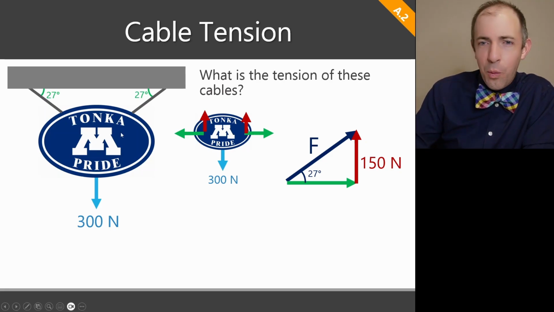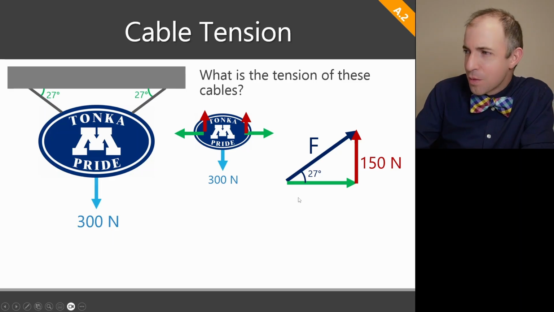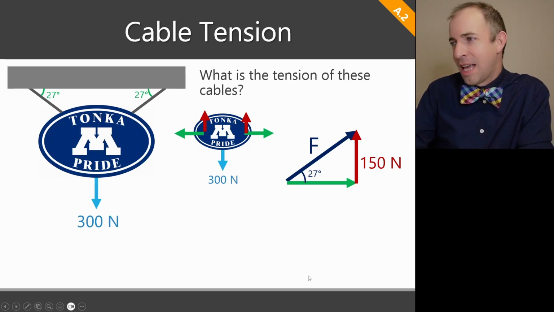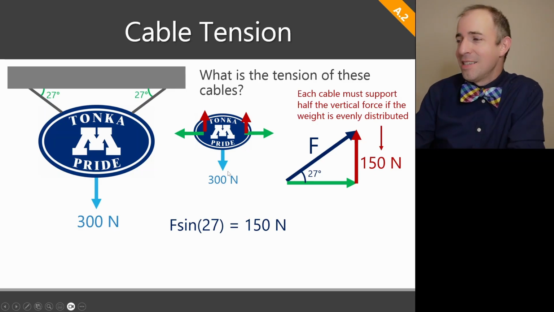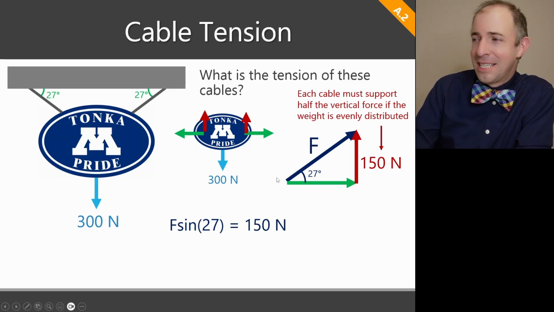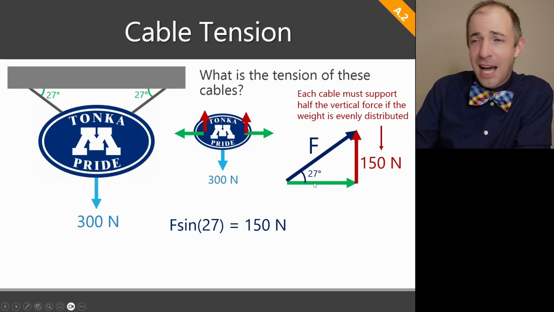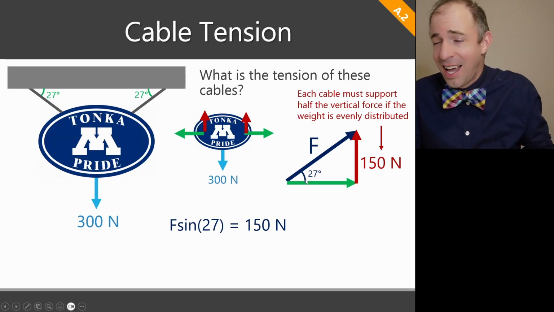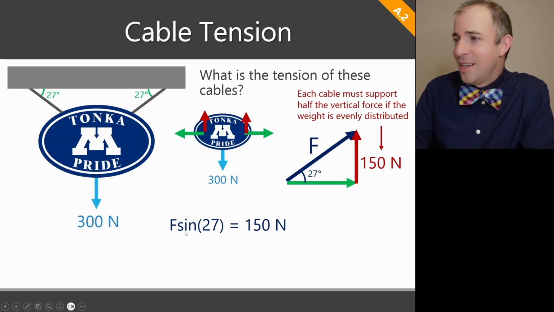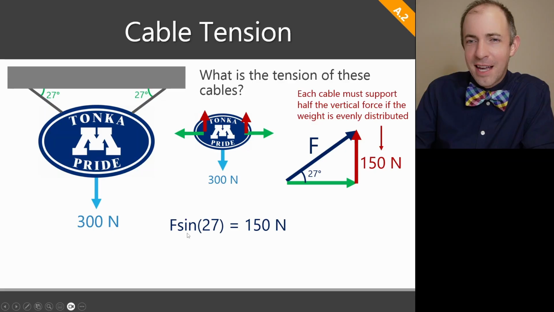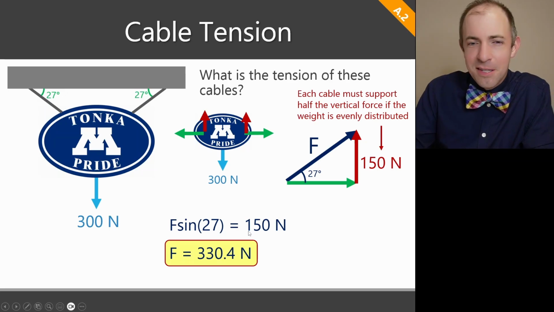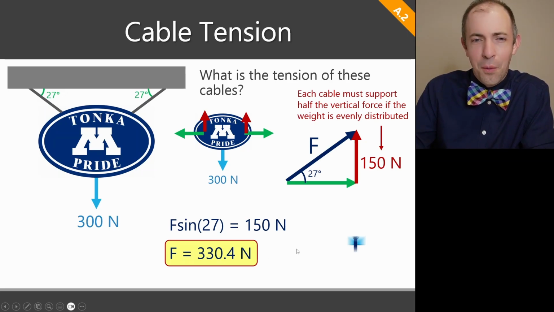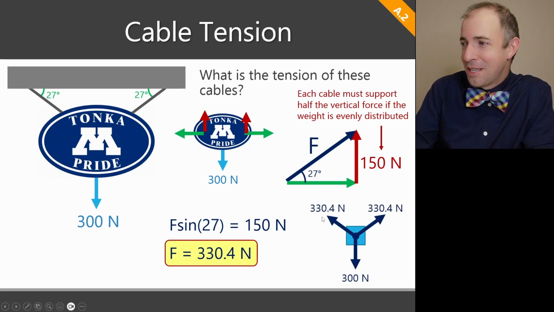So just looking at one of these cables, if that triangle gives us that 27 degrees, we must be able to support that using sine, cosine, tangent. So 150 newtons is opposite the 27 degrees, which means it goes with a sine. If I rearrange that, the force times the sine of 27 gives me 150 newtons, which means the force on this rope is 330.4. What that means is essentially this picture.